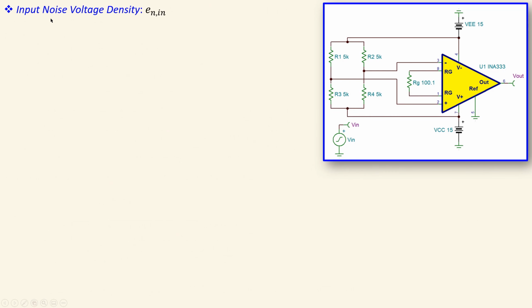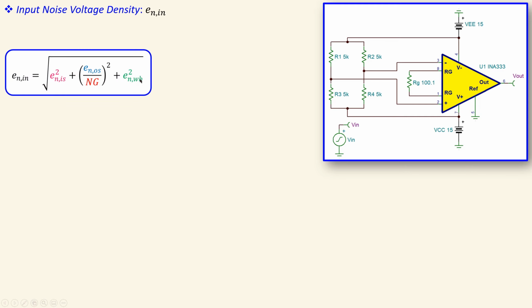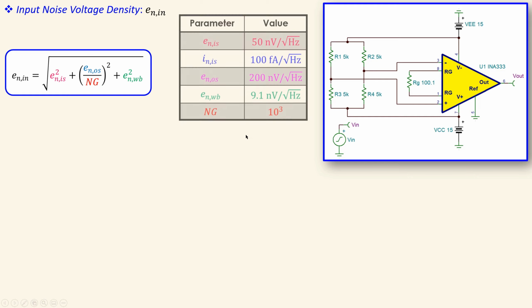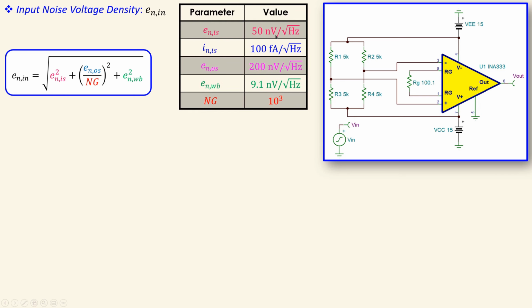Now let's look at the input noise voltage density that we have at the moment. We have already given this expression. I now have this, and this is what I have from my datasheet, and this is also what I have from my datasheet, and this is what you have from your instrumentation amplifier using this gain setting resistor. So the parameters again, this is 15 nanovolts per root hertz, which is this one.